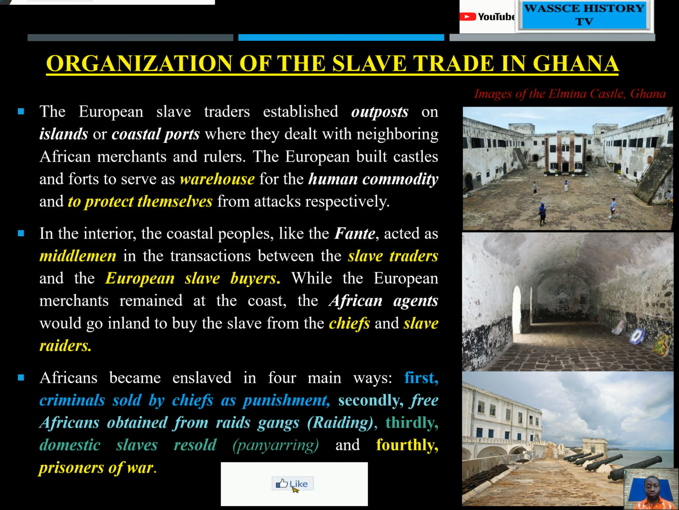Again, free Africans could also be obtained from raiding gangs, people who raided other towns and villages for slaves. They come with weapons, raid the whole compound, take people and sell them. Again, domestic slaves could also be sold, and that was for panyaring, whereby if you were owing somebody and could not pay, you bring your son to stay with the creditor, and at times this son, who was a victim, is then sold to the Europeans. That's what we call the panyaring system.